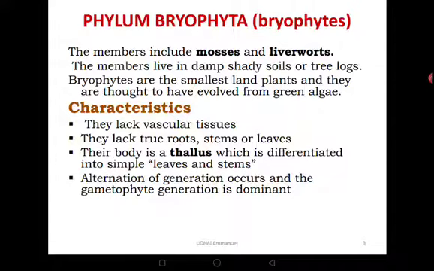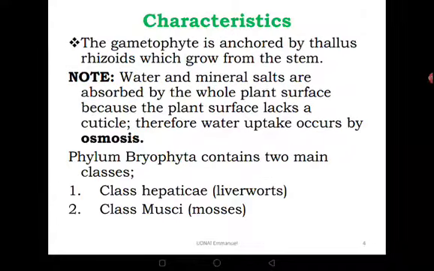And then what is important, what you should not forget, is that there is alternation of generations, where the gametophyte generation is the dominant generation, and the sporophyte grows on top of the gametophyte. We are going to look at that in the life cycle of the moss. The gametophyte is anchored by the thallus or rhizoids, which grow from the stem, as we shall see shortly in the structure.